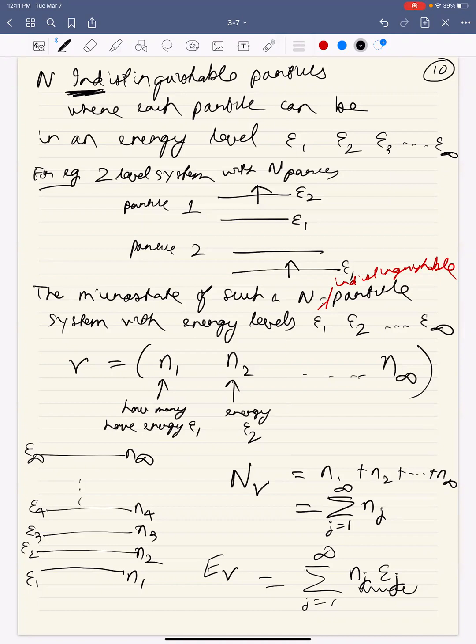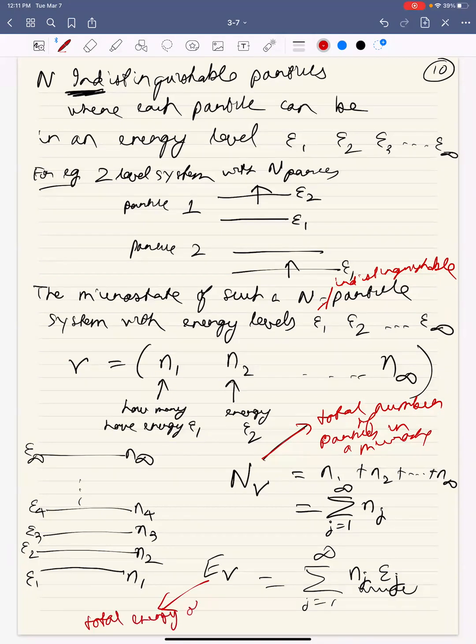So this here is the total number of particles in a microstate, and this is the total energy of a microstate. Now, if you are going to work with a canonical ensemble, n nu will always be constant. You are forcing n nu to be equal to n. But if you are working with a grand canonical ensemble, n nu can fluctuate, right? So it's a very general setup.